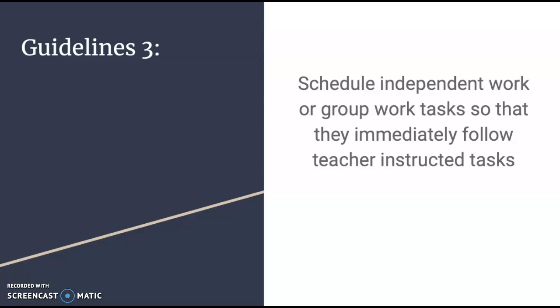The third guideline is to schedule independent work or group work tasks so that they immediately follow teacher-instructed tasks. Having teacher-directed instruction is an excellent way to generate positive energy and momentum and get everyone thinking about the same topic. In teacher-directed instruction, starting the class by reviewing previous concepts, introducing new concepts or skills, and then moving students into independent work or cooperative tasks allows the teacher to clarify what students should be working on, creating a clear explanation for on-task behavior.